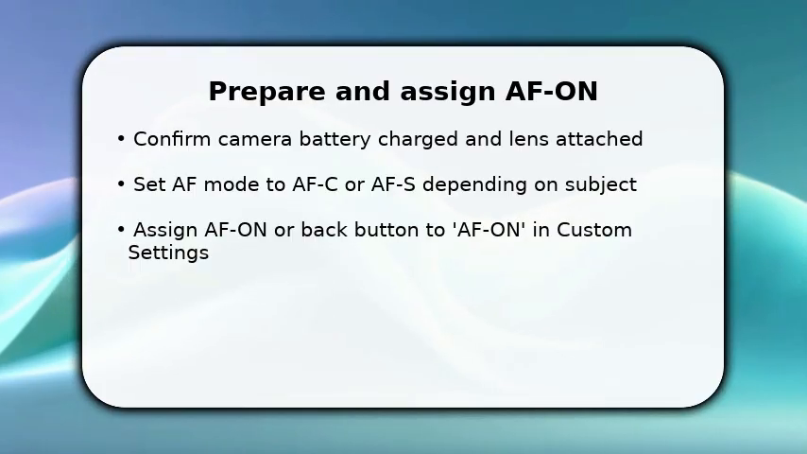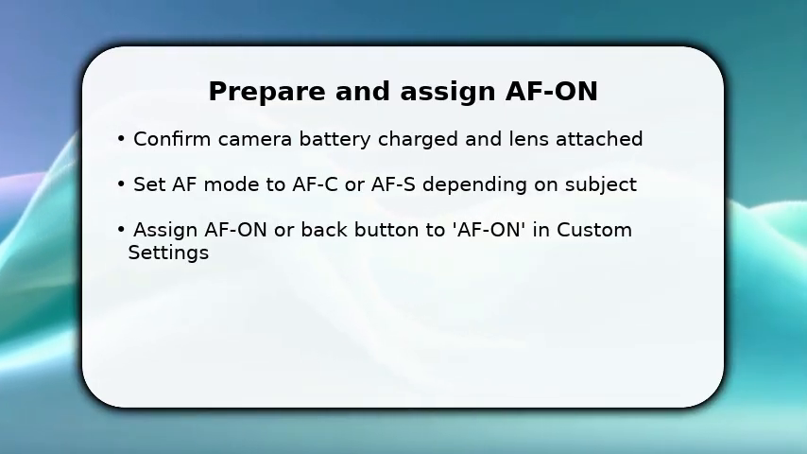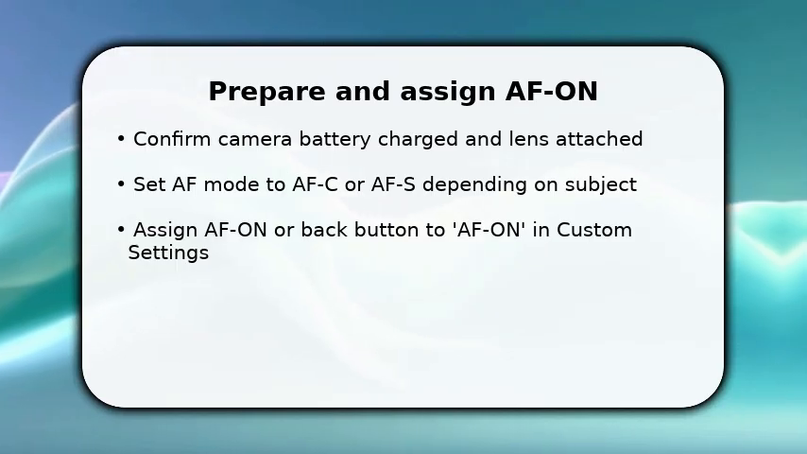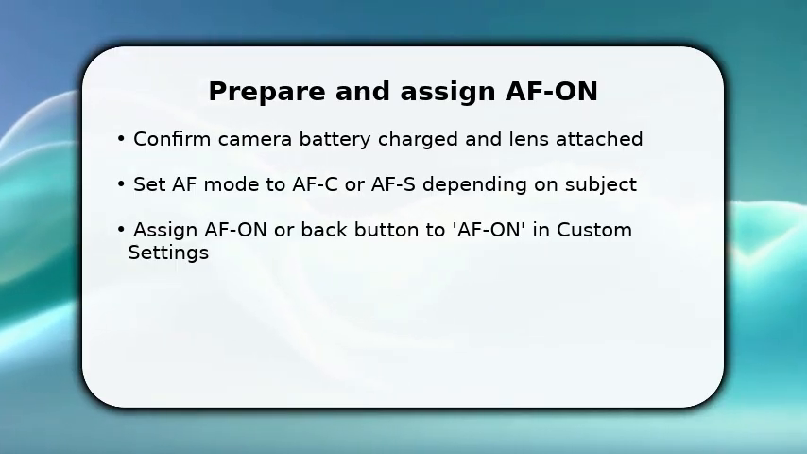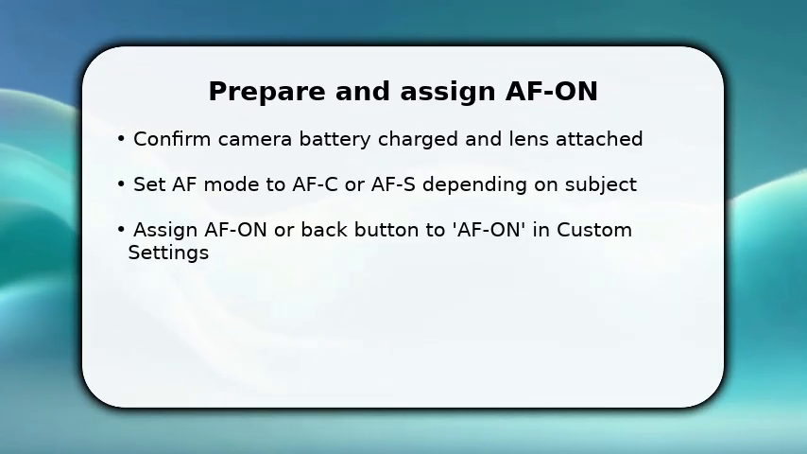You start by preparing the camera and assigning the back button. First, make sure battery and lens are ready and set AF mode to AFC for tracking or AFS for stills. Next, go into custom settings and reassign AF activation to the AF on or back button. This disables half-press focusing on the shutter.